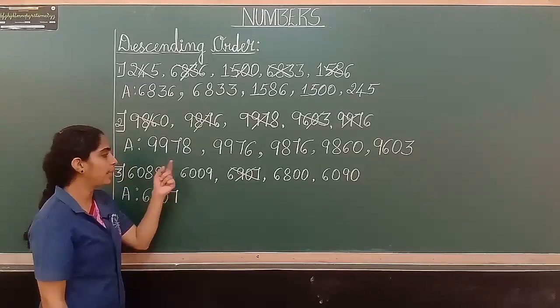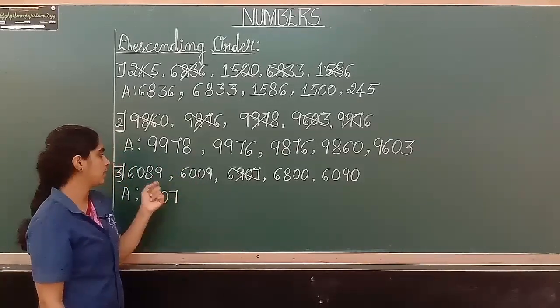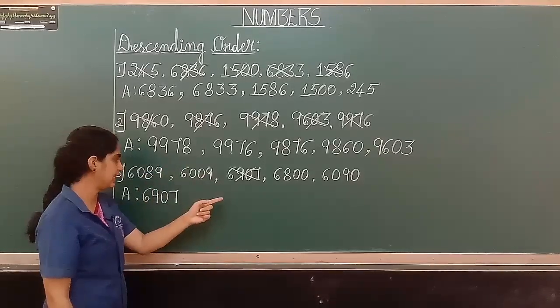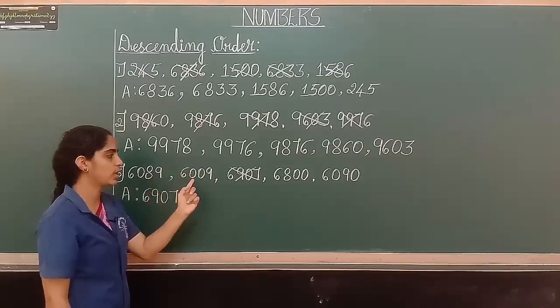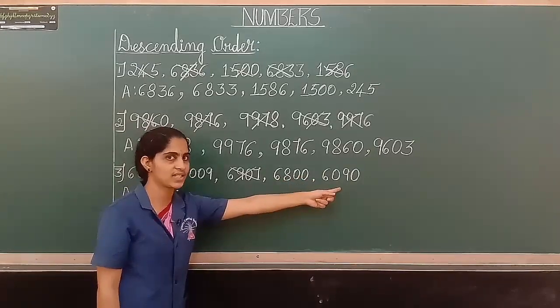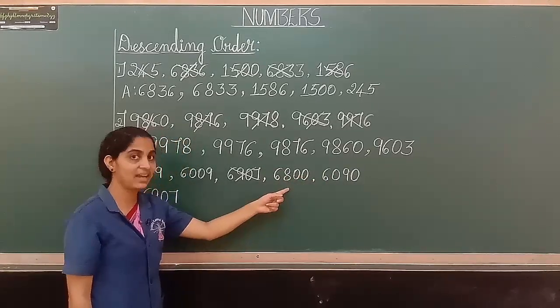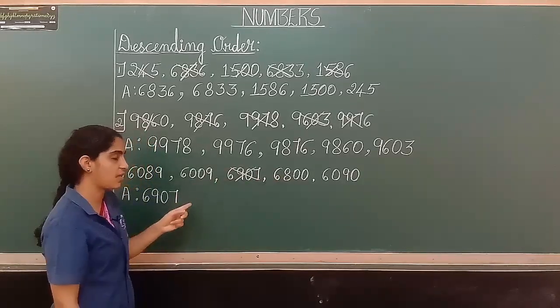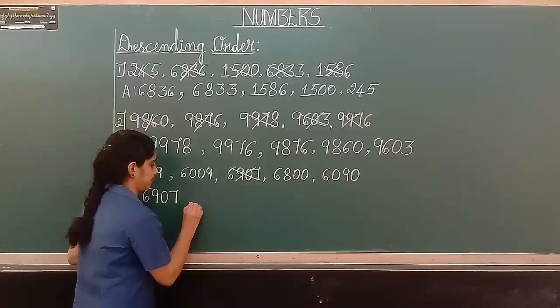Now, when we compare the remaining numbers, first digits are same. When we compare second digits, here we have 0, here we have 0, here 8, here again 0. So, which is greater? This is the greater number. So, this number we have to write next.